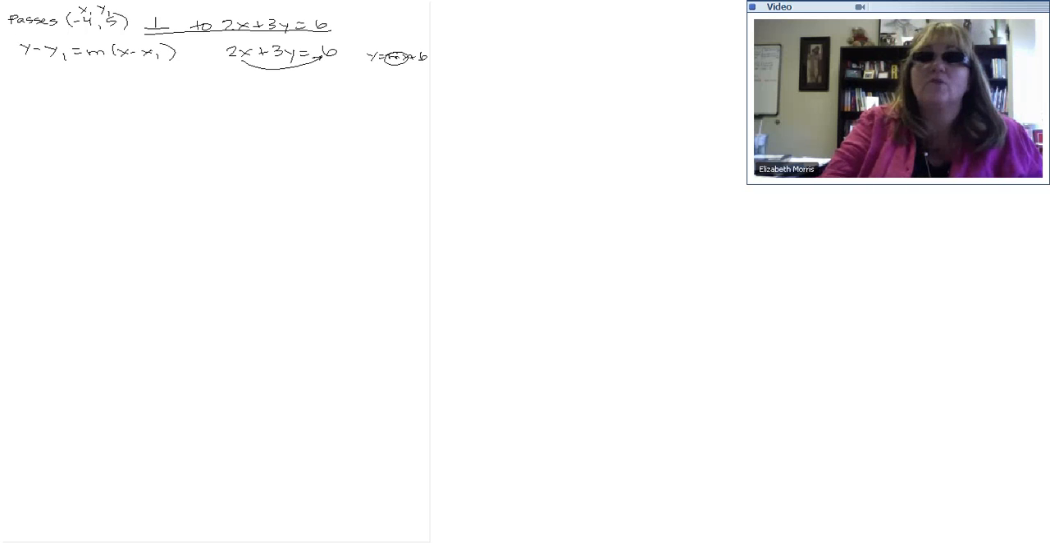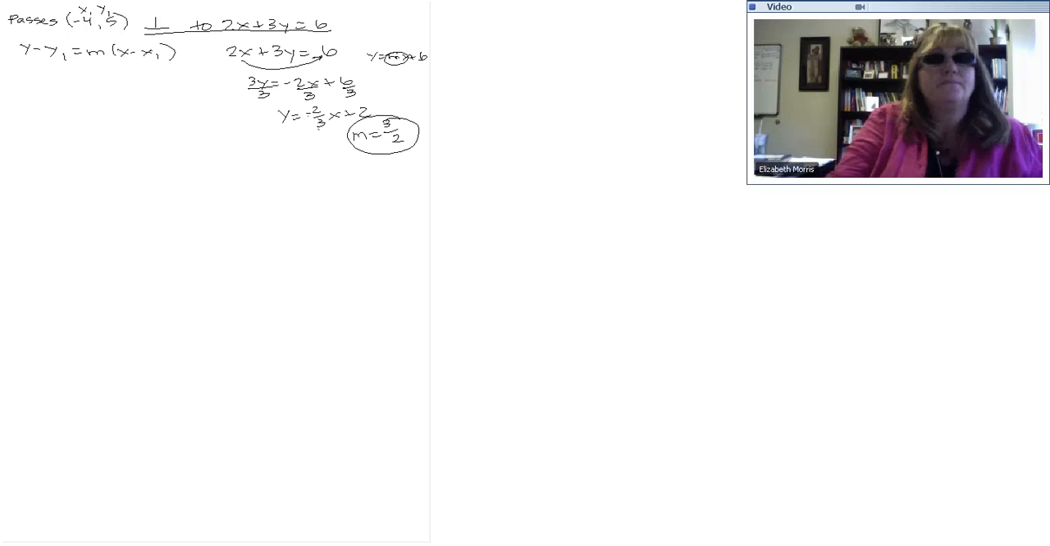So if we move the 2x over by making it negative, you get 3y = -2x + 6. Divide by 3, and you get y = -2/3 x + 2. But perpendicular slopes are not the same. They're the opposite. So if this is negative, our slope is positive, and inverted. So instead of 2 over 3, it's 3 over 2. So negative 2/3, positive 3 over 2. So this is the slope we're working with. So now we fill it in. y - y1 = 3/2, that's the m, times (x - x1), negative 4.